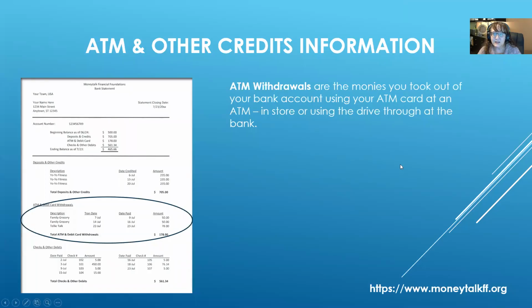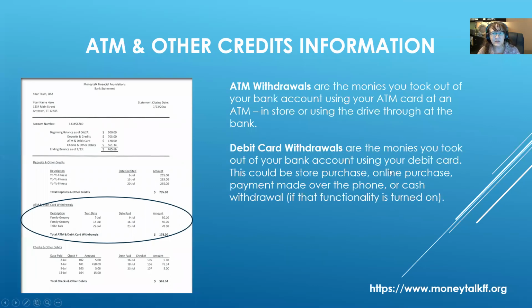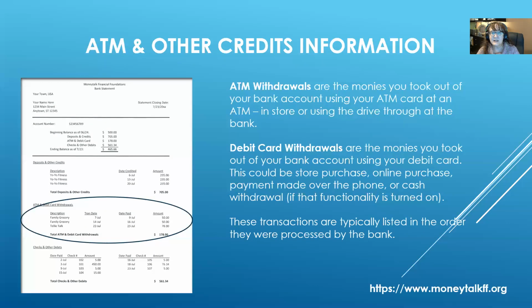ATM withdrawals are any time that you took money out of your bank account using the ATM card in the drive-through or at the store. And the debit card withdrawals are anytime that you made a purchase using your debit card, either in the store or online or over the phone, or if you used your debit card as a cash withdrawal if you have that functionality turned on. These transactions are also typically listed in the order that they were processed by the bank.